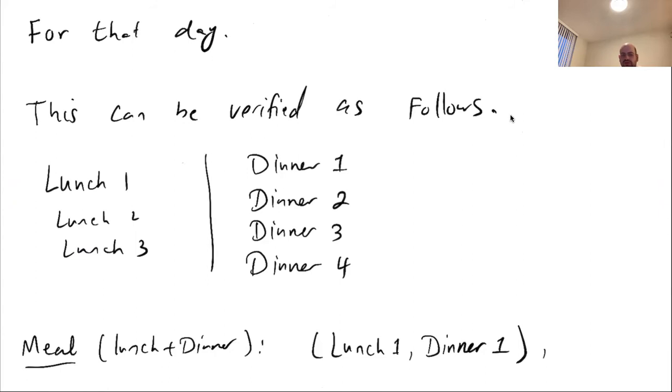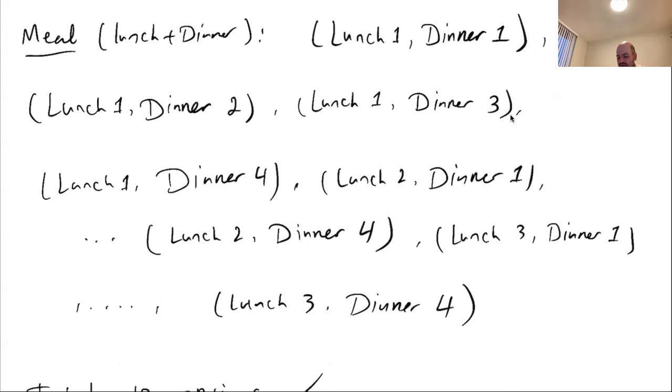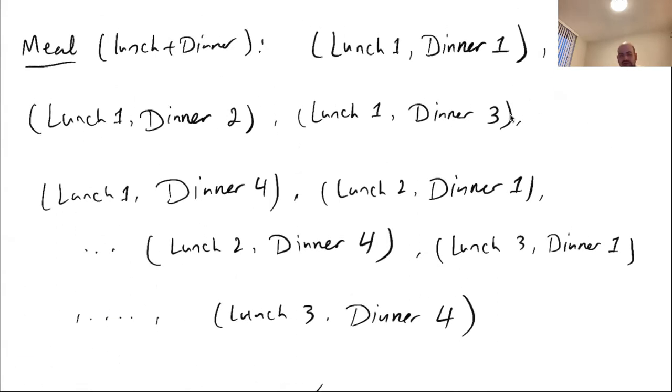Then A1 cross A2 means lunch and dinner, right? When we talk about the whole meal, that means we talk about lunch and dinner. One way to express it is using pairs. So we can say lunch 1, dinner 1, and then lunch 1, dinner 2, and lunch 1, dinner 3, and all the way to lunch 3, dinner 4. So we can use pairs. The set of all these pairs is called A1 cross A2, the Cartesian product of A1 and A2.